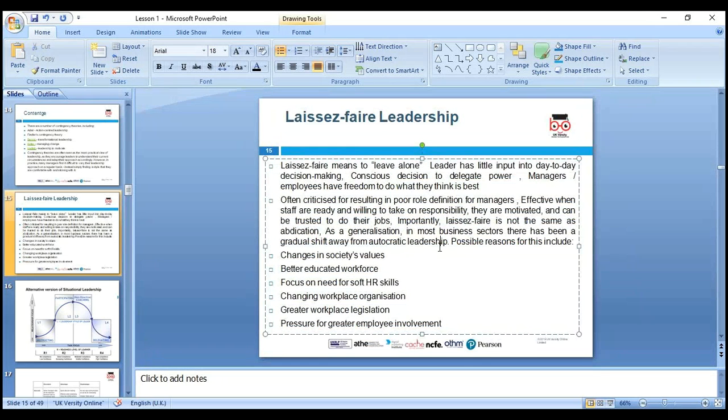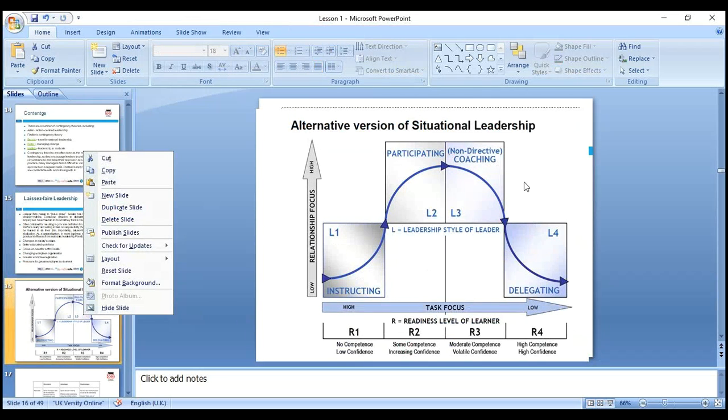As a generalization, most of the business sector is gradually shifting away from autocratic leadership. A possible reason is the change in society's values. Maybe in the past autocratic was quite good, but now if the leader talks harshly with the workers, somebody can put the news on social media, and organization shares can drop. Workers are better educated. Now we focus more on soft skills. Organizations are also changing, with greater workplace legislation and new rules, like the Labor Act and various other acts.